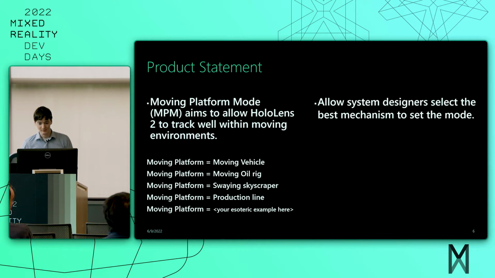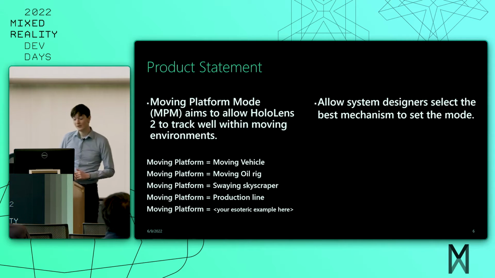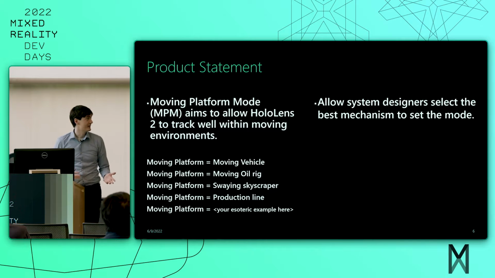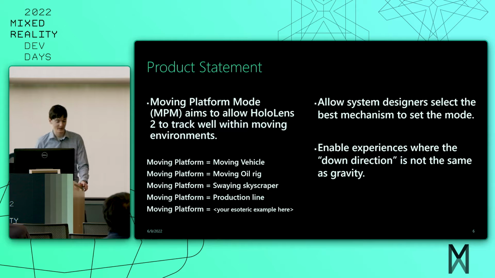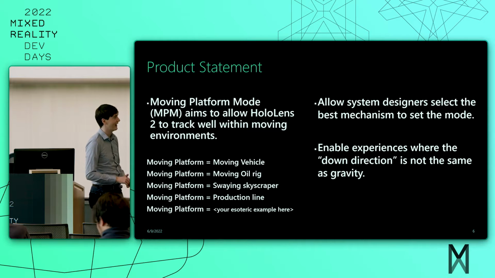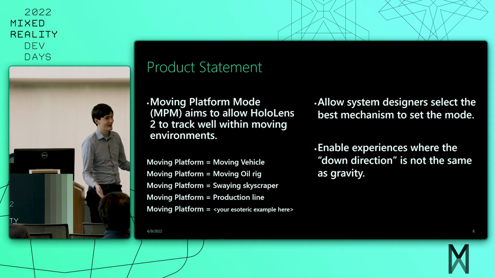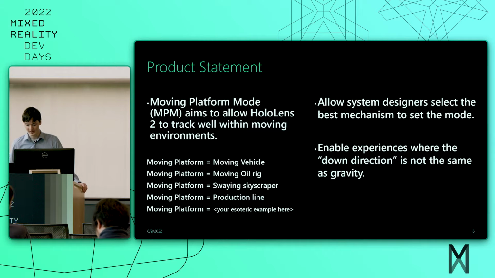There are some secondary things that this mode helps us do. We needed to allow the designers of the system to select the best way of turning this on or off and setting certain things. We'll go into details about that in a slide or two. And we also need to enable experiences where the idea of down or gravity starts to become ambiguous. Of course, on a moving platform, which way gravity is facing is a slightly more complicated question than it is in a stationary room.